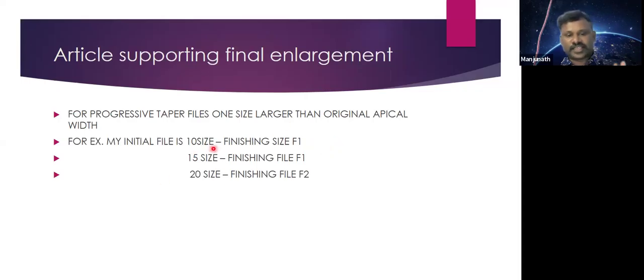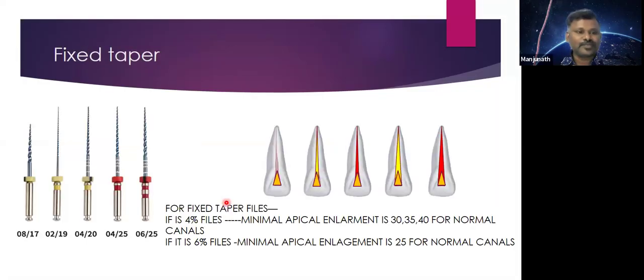And second, if it is a size 15, the finishing file again can be F1. If it is size 20, the finishing file should be F2, one size larger than the original apical width. If it is 25, the finishing file will be F3. So this is the final finishing file you should keep. This is the concept for your rotary endodontics, that is for variable taper.